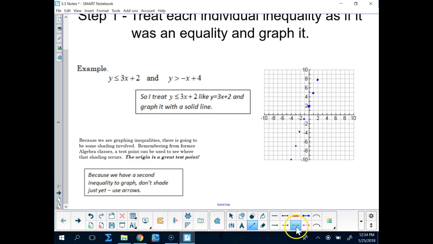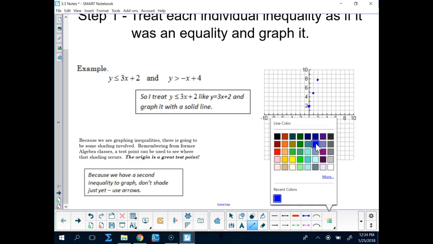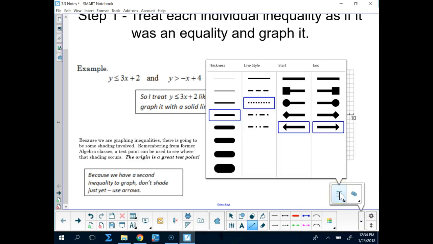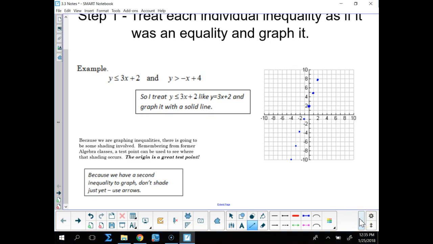If it just had greater than or just less than, then I wouldn't graph it with a solid line. I'd graph it with a dashed line. Okay? Then I have to do a test point. So the second thing I'm going to ask myself is, did I go through the origin? And if I didn't go through the origin, I'm going to test the origin.